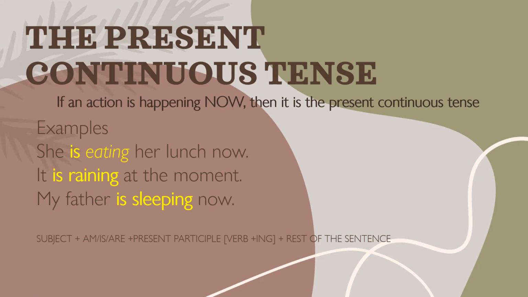How? Because you will get clues from the sentence itself. For example, she is eating her lunch now. So now means now. It is happening in the present. So you can't use any other tense.